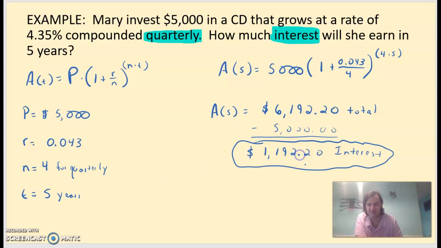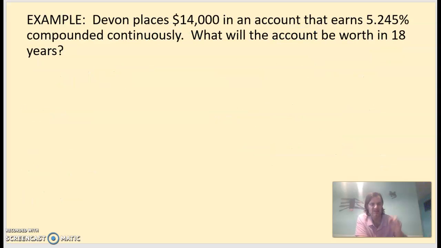So these two formulas that I showed you are going to take you to the total amount that you would have. If you just want the interest, you'll have to take away the starting amount. The next one, Devin places $14,000 in an account that earns 5.245% compounded continuously. What would the account be worth in 18 years? Okay, so it says compounded, but it says continuously. So that means we're going to use the continuous interest formula, which was A of t equals P times e to the rt.